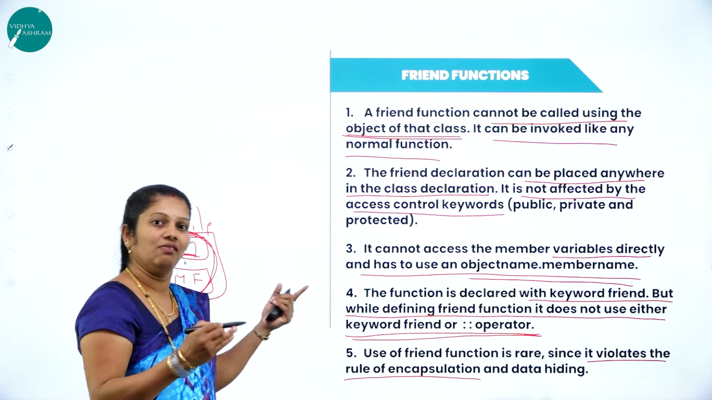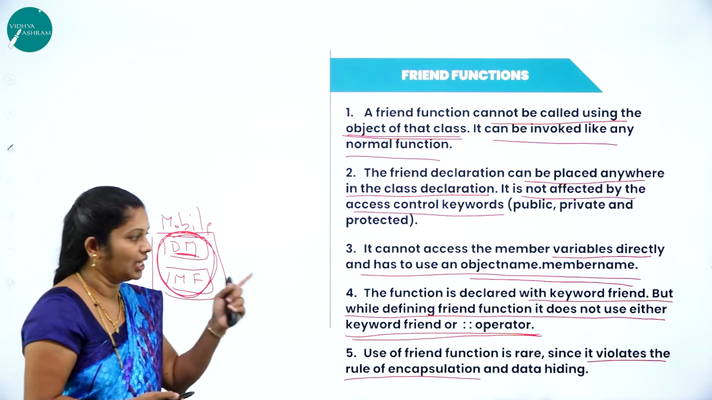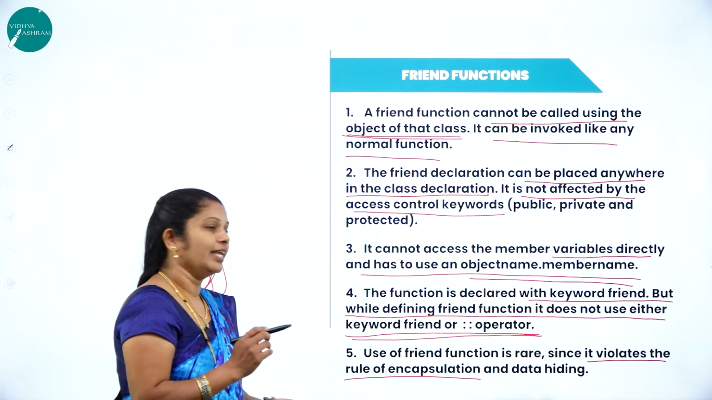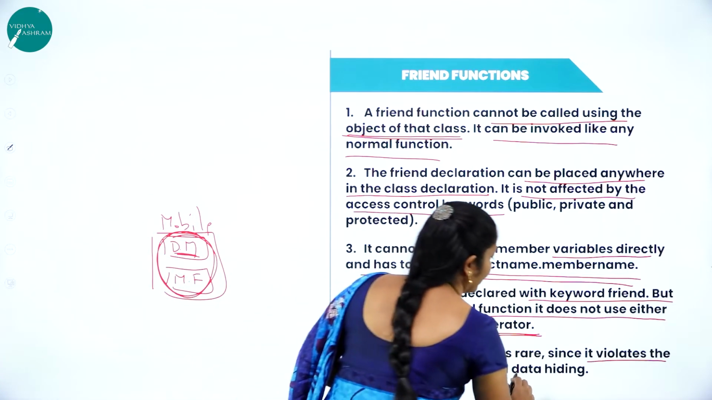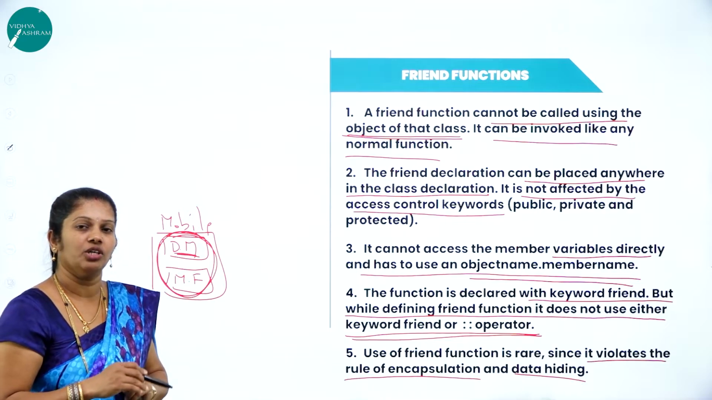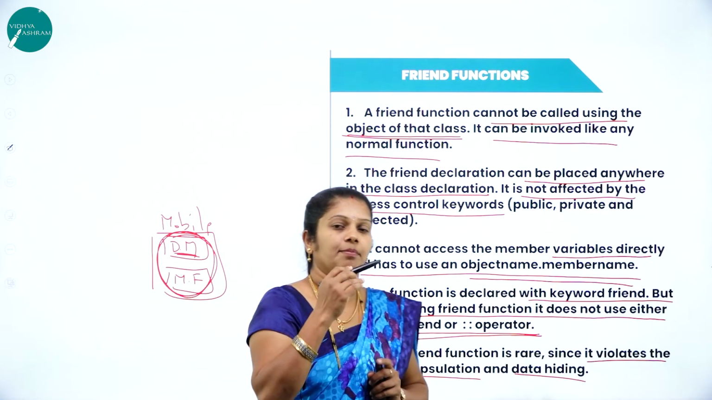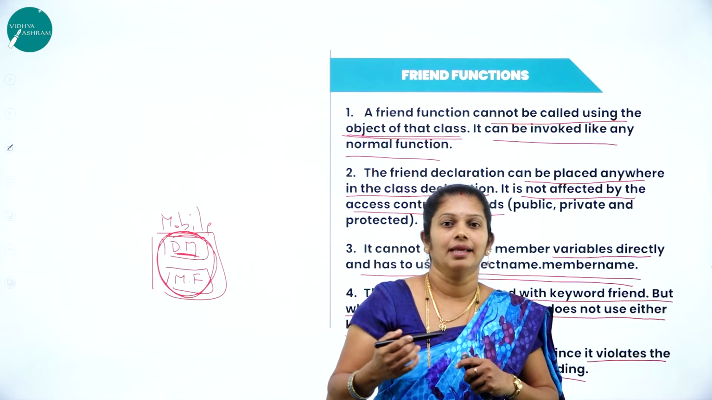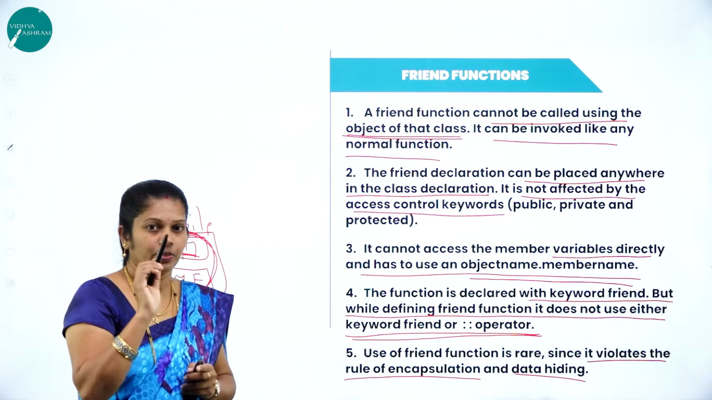By that, I can secure the data here. Whereas whatever data we have secured, that can also be accessed by this friend function. That's why it is very rare. With that, it violates the rule of encapsulation as well as data hiding. We cannot hide the data. We cannot give any security for the data. Whatever data is there, private or protected, that data can also be accessed by this friend function. Now is it clear?